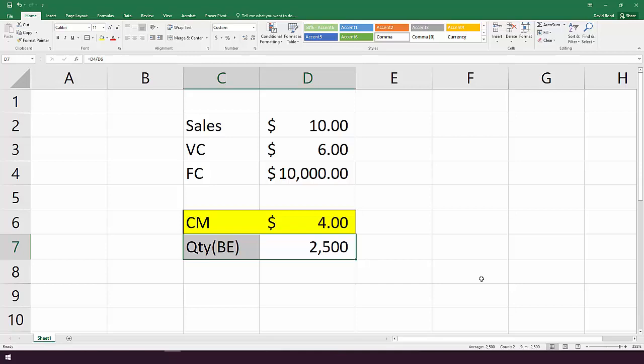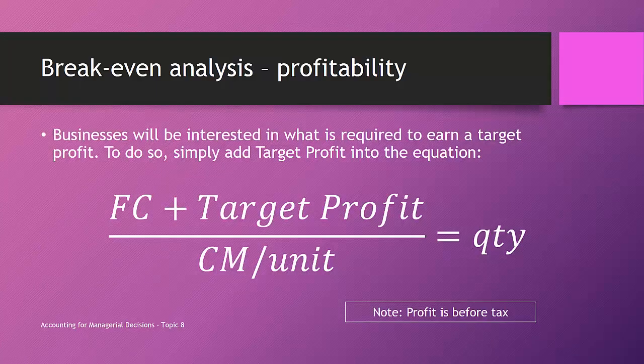If you sell less than 2,500 units over whatever period of time this is, you lose money. If you sell more than 2,500 units, you make money. And it's as simple as that. Obviously, businesses aren't just trying to not lose money. They're trying to make a profit as well. And to do that, all we need to really do is add in the target profit on the numerator side. And that's pretty much it. The profit here is before tax. We're not going to look at after-tax profit in the scope of this particular subject. But if we throw the target profit into the mix, we can adjust this very quickly and very easily.